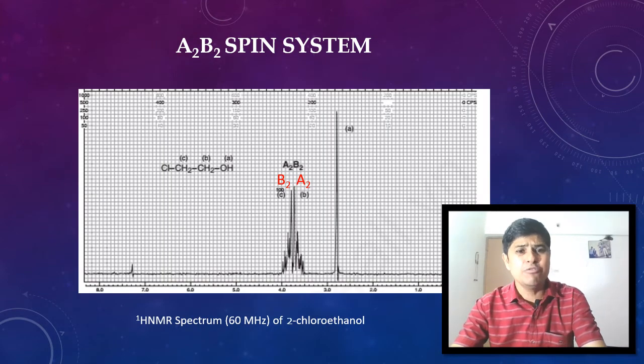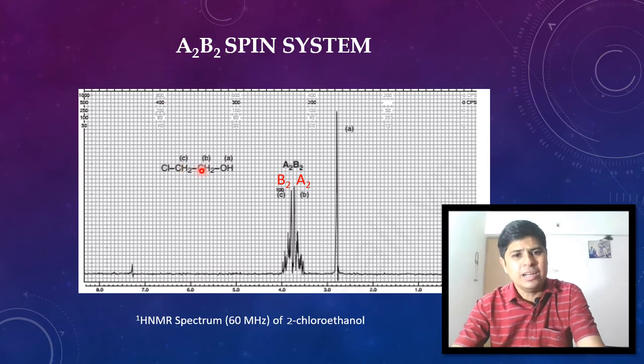See, in this slide again we will have an A2 B2 spin system. The example is 2-chloroethanol. We are not going to consider this hydroxyl proton. Here also we are going to talk about only the CH2 CH2 protons. One CH2 is adjacent to the hydroxyl group and the second CH2 is adjacent to the chlorine atom. Now see, these two CH2 also do not have wider separation in their chemical shift. These two groups of protons are not having wider separation in their chemical shift values or delta values, as they are coming very close to each other.